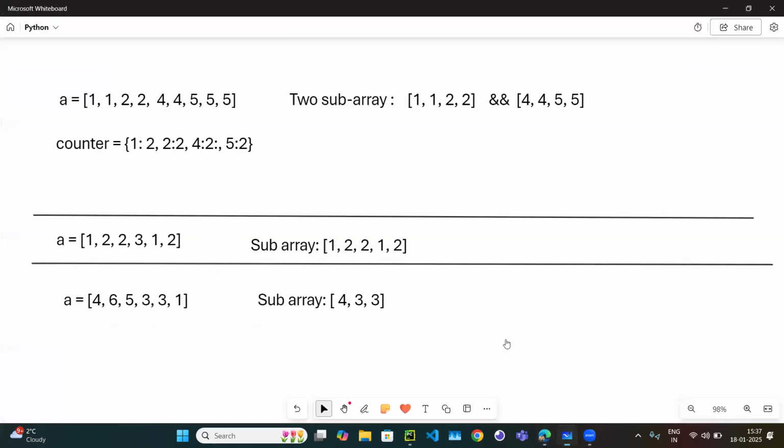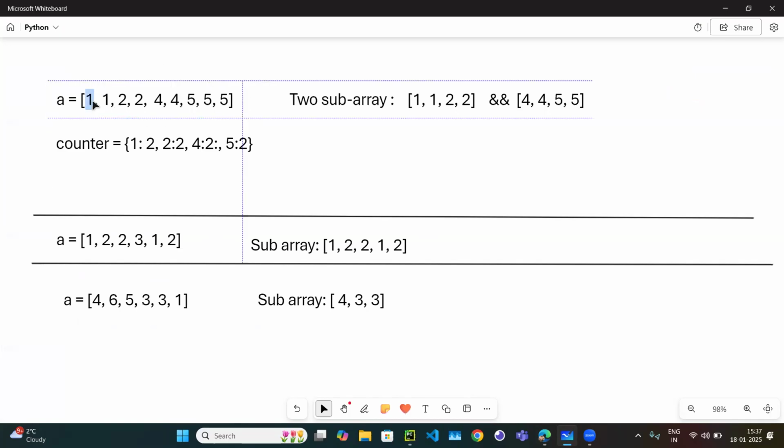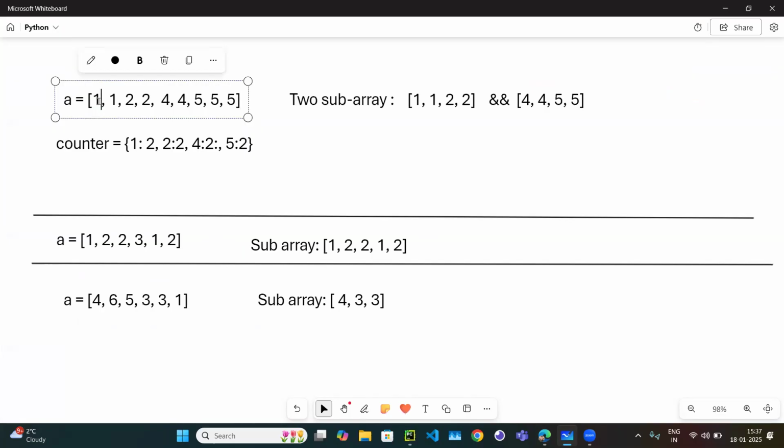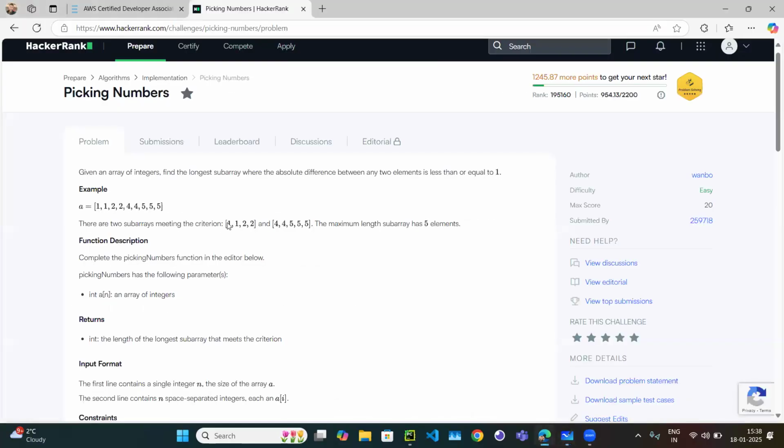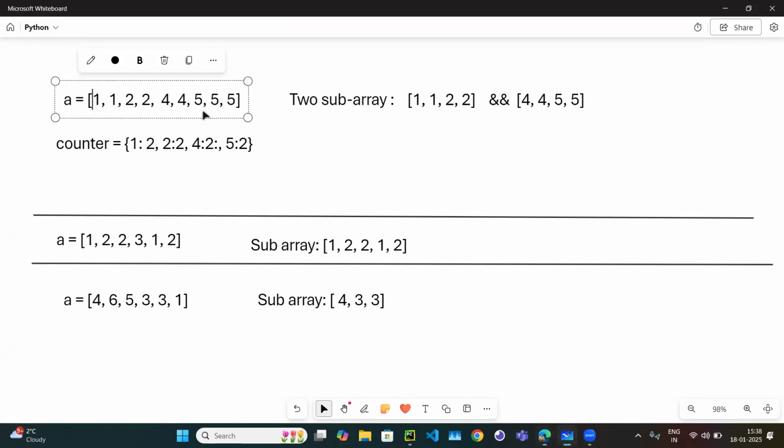So how are you going to solve this problem? To solve this problem, one approach is we will scan all the elements. We will pick the number 1, and then you have to use some nested for loops, right? Because if you start from number 1, you will check how many numbers in the remaining array contain either 1 or 2, because we have to create an array where the difference is either 0 or 1.